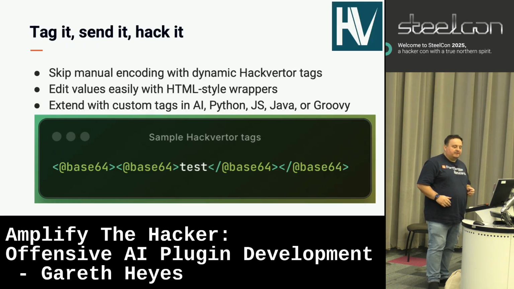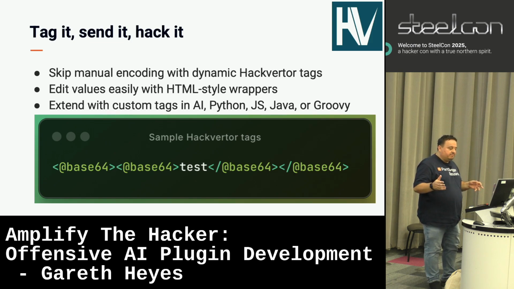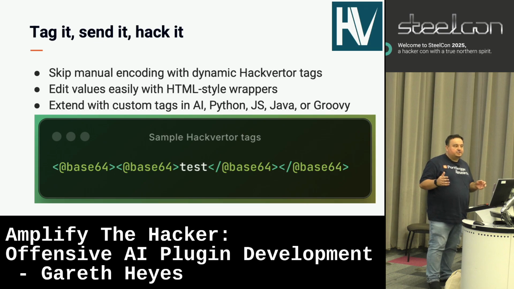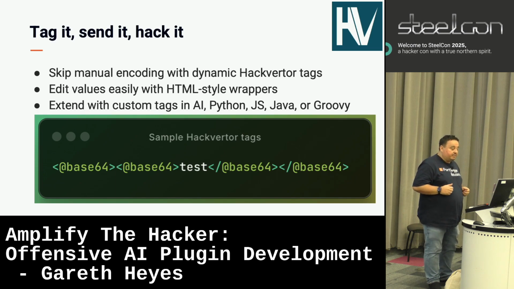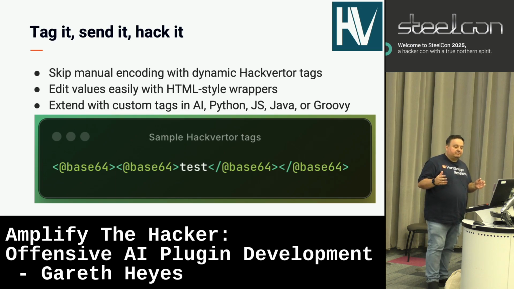Have you found yourself in Repeater decoding, editing, and re-encoding and then sending it? Hackverter solves this problem with editable tags. You can place them around what you want to edit, much like HTML, and Hackverter will dynamically encode the text as you send the request in Repeater, allowing you to quickly edit and repeat. Advanced users can write custom tags with AI, Python, JavaScript, Java, Groovy to extend Hackverter's capabilities.